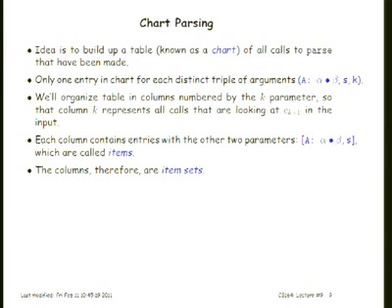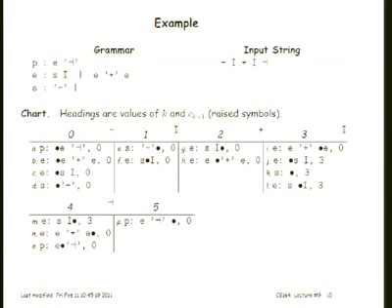And then the way that we'll do this, the traditional way, is to organize the chart into columns, so that k gives you the column number, and then the items in the column, and they're called items. That's actually the term. The items in the column contain the other two parameters, so that you get charts that look like this.